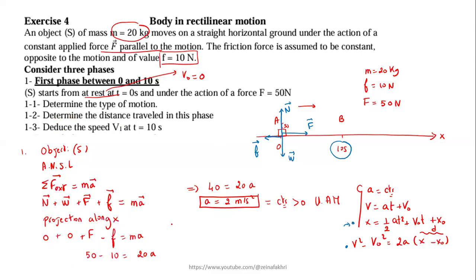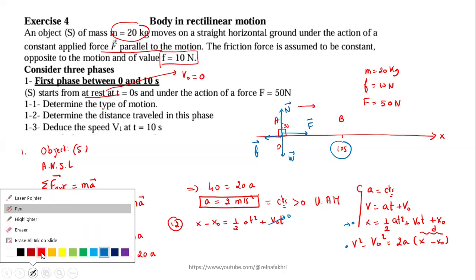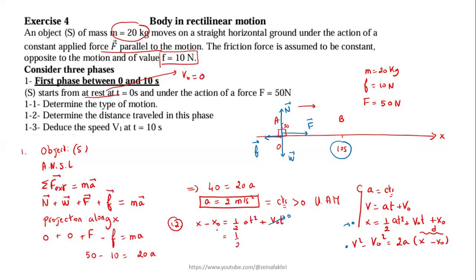So part 1.2. I write the equation here. x minus x0 equals half a t squared plus v0t. And since it's starting from rest, this means v0 is equal to 0, so that term is gone. Now we can continue the calculation. We have everything. So it's equal to half, the acceleration is 2, the time is 10, and we have squared, so we'll get 100 meters. So this will be the distance traveled AB. It means it traveled from A to B a distance of 100 meters.